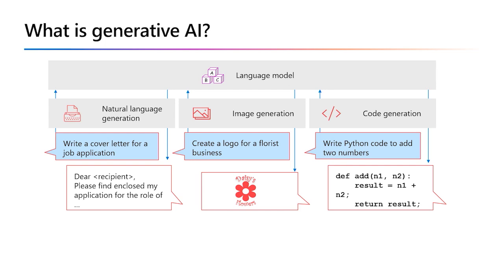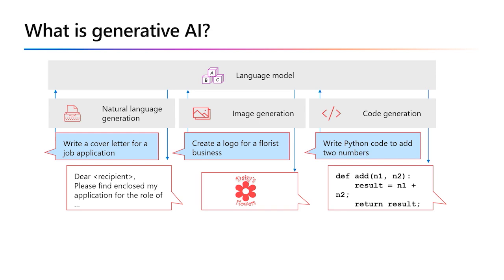Natural language generation. So to generate a natural language response, you might submit a prompt such as, give me 3 ideas for a healthy breakfast including peppers, or write a cover letter for my resume. Image generation. Some generative AI applications can interpret a natural language request and generate an appropriate image. For example, you might submit a request like, create an image of an elephant eating a plant-based burger, or create a logo for a florist business.